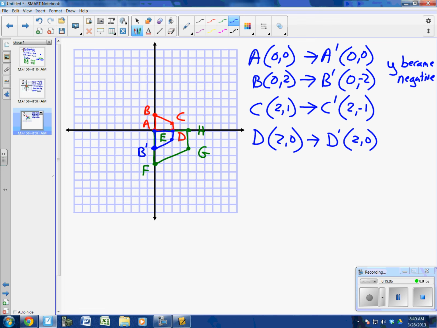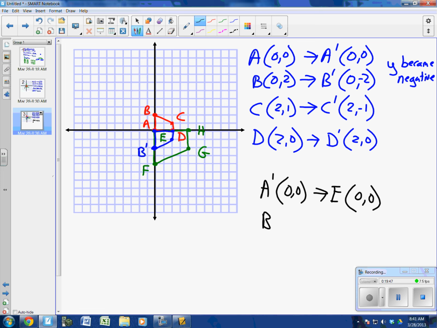Okay, now we've got to do something to A prime, B prime, C prime, D prime. We dilate it by 2, Colby says. What do you guys think? If we dilate it by 2, is it going to be on E, F, G, H? Yeah. So here we go. I'm going to use a different color here. We're going to go to A prime, which is at 0, 0. It is going to go to E, which is where? 0, 0.